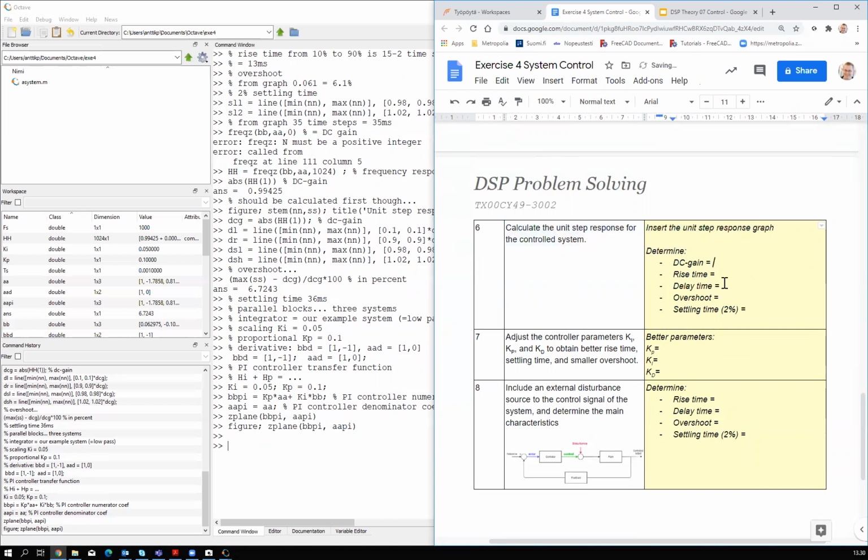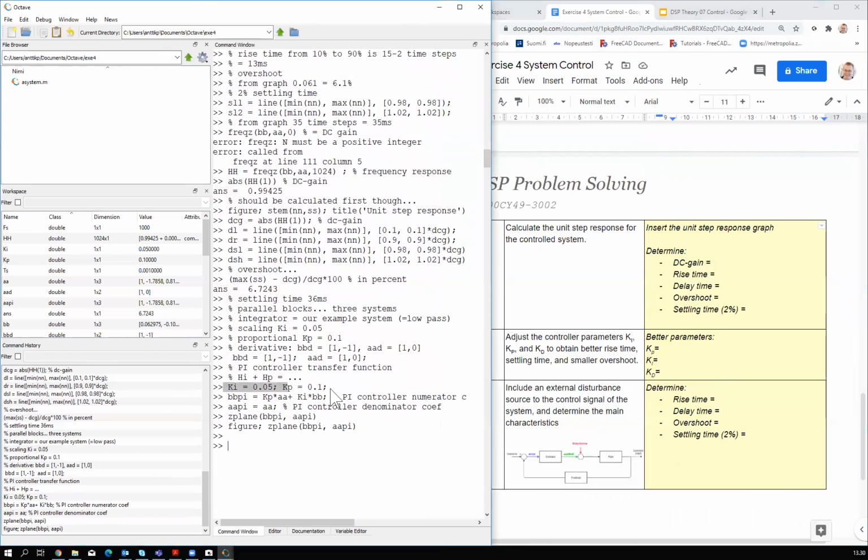At one point it was 1, but anyways, calculate the DC gain, rise time, delay time, overshoot, settling time. Then adjust the control parameters to obtain better results. Meaning that you will just fiddle with those. Change a bit, see what happens, either to the rise time, settle time, or overshoot.